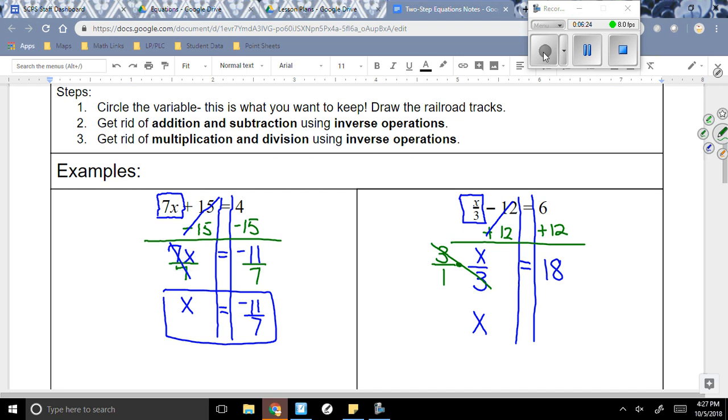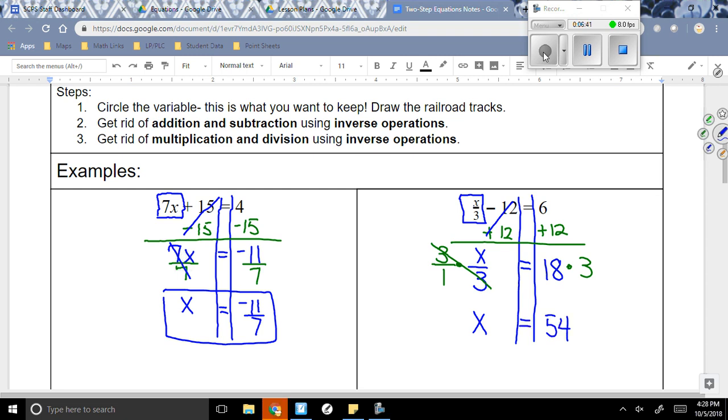Now, if I change the left-hand side, I need to change the right-hand side the exact same way. So I multiplied by 3. In this case, I don't need to put a little 1 on the bottom because it wasn't a fraction. 18 times 3 is 54. And I have my value for x.